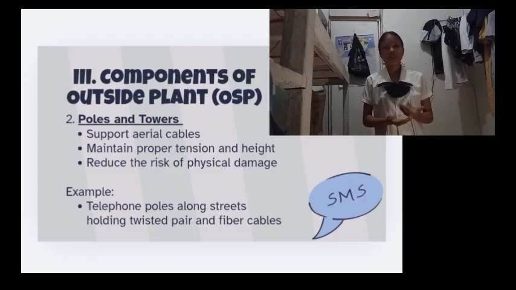So poles and towers safely hold aerial or the overhead cables. They prevent cables from touching the ground, reducing the risk of damage and accidents. And it also keeps cables at the right height and tension for safety and reliability. So without them, cables can sag, break, or become unsafe.